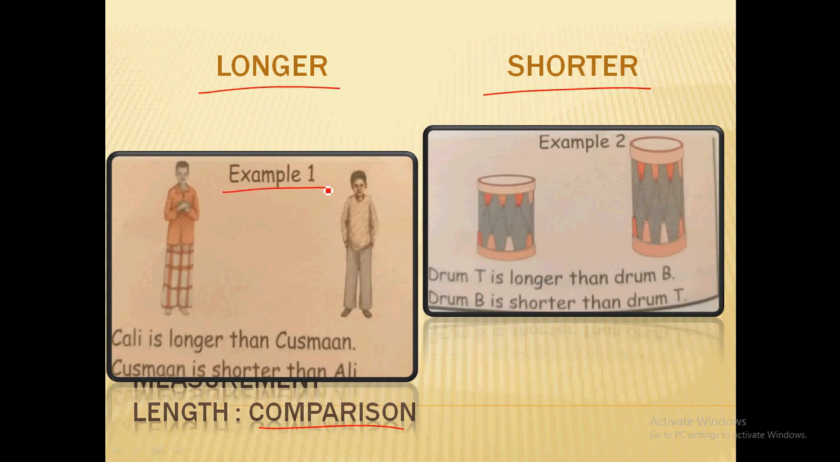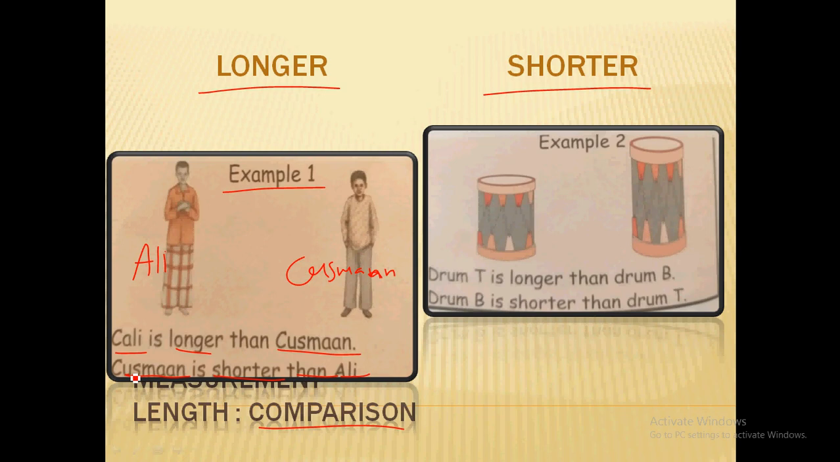Example number 1, Ali is longer than Usman. Ali is longer than Usman. So Usman is shorter than Ali. Usman is shorter than Ali. So which one is Ali? Which one is Usman? This is Ali, and this is Usman. Okay, because Usman is shorter than Ali. So Ali is longer than Usman, and Usman is shorter than Ali.